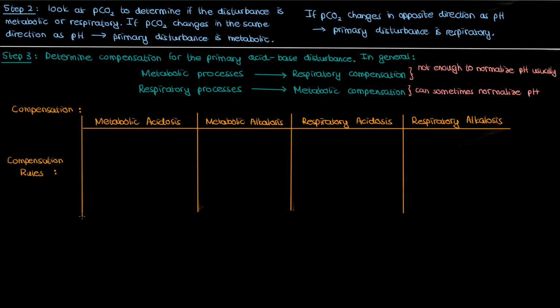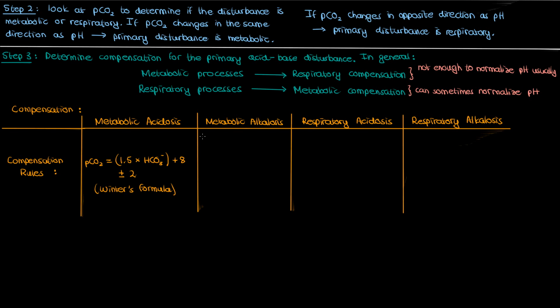For a metabolic acidosis, you can calculate respiratory compensation using Winter's formula. So your PCO2 should be 1.5 times the bicarb plus 8. There's also a plus minus of 2 here, so as long as your CO2 is within this margin of error, even if it's not exactly 1.5 bicarb plus 8, you still have appropriate compensation.